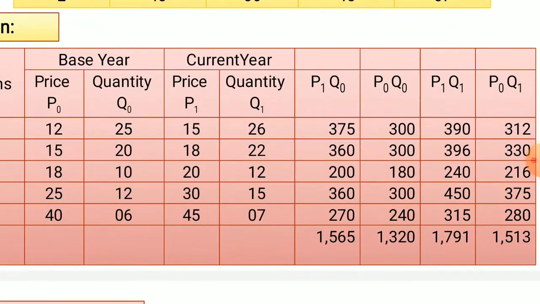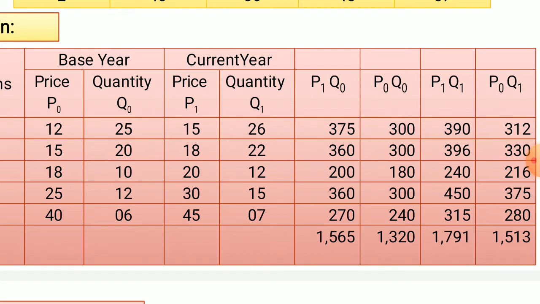So here, in the first column, P1 Q0: 15 into 25 is 375, 18 into 20 is 360, 20 into 10 is 200, 30 into 12 is 360, 45 into 6 is 270. Then P0 Q0: 12 into 25 is 300, 15 into 20 is 300, 18 into 10 is 180, 25 into 12 is 300, 40 into 6 is 240.